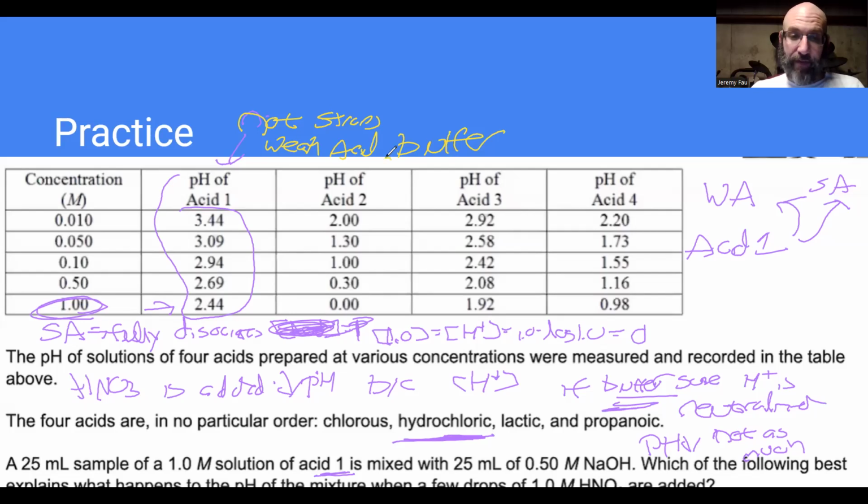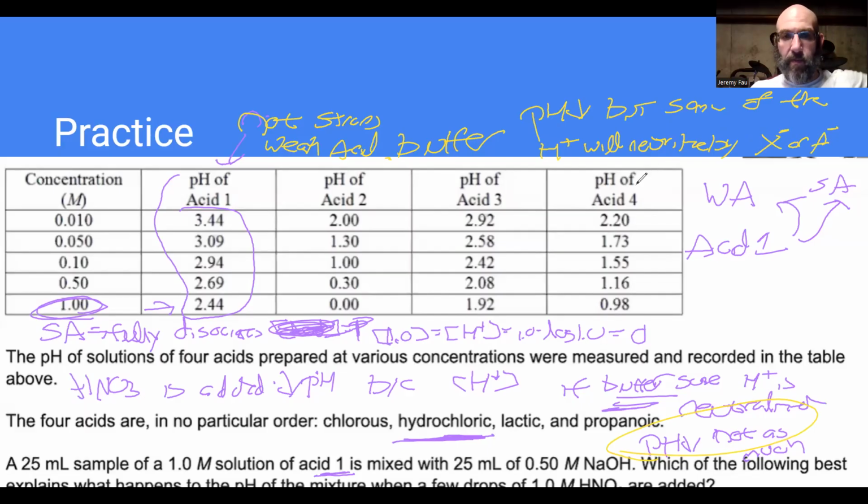We've made a buffer. And because we have a buffered solution, we get this down here. The pH will decrease, but some of the H plus will be neutralized by the X or A minus, whatever you want to call it, the conjugate base.